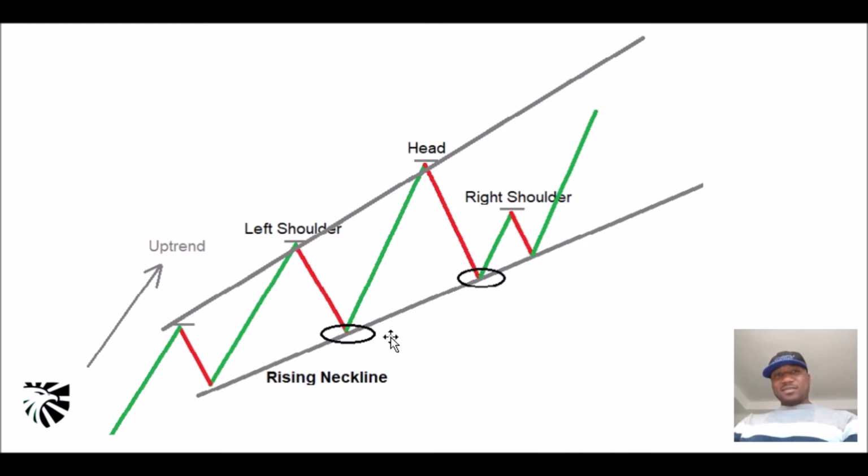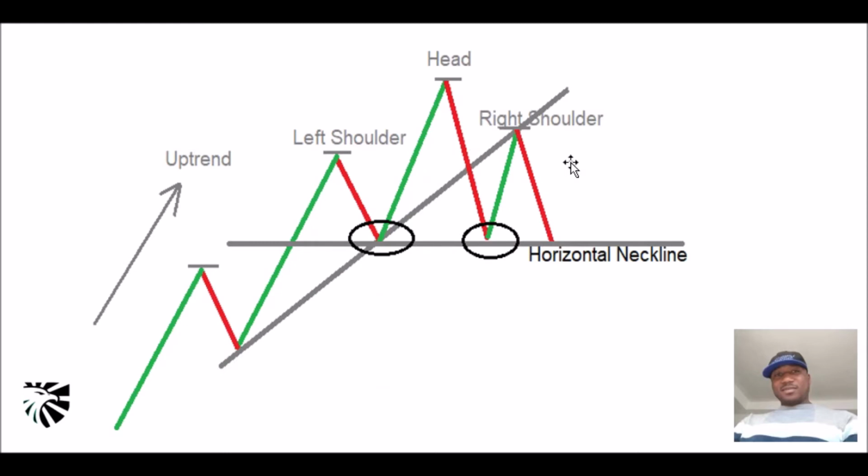The next one I'll be talking about is the horizontal neckline. The horizontal neckline looks like this. You have an uptrend, the market is creating higher highs, right? We can see a high here, another high here, which is the left shoulder, another high here, which is the head, and we see another high here, but this is a lower high, right? This high is not higher than this high.